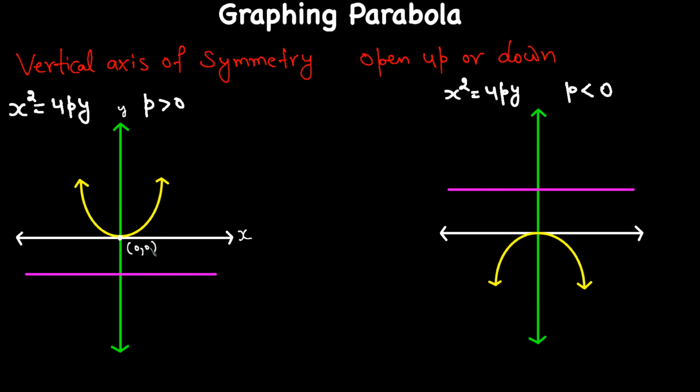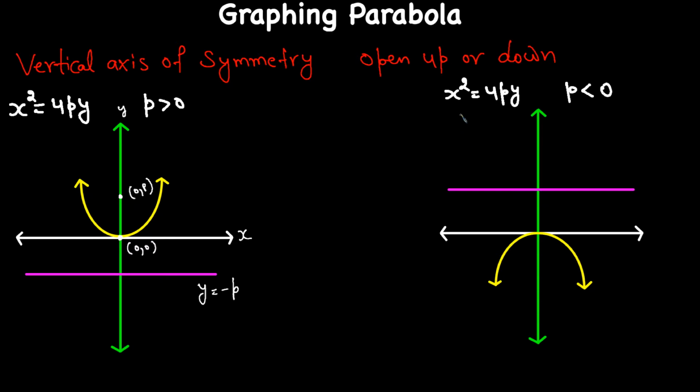So the vertex is 0 and 0, and the focus of a parabola with a vertical axis of symmetry is going to be 0 comma p. So this is my focus, 0 comma p, and this pink line is called the directrix. The value of the directrix is y is equal to minus p. In this case, p is greater than 0, so that tells me it will open up.